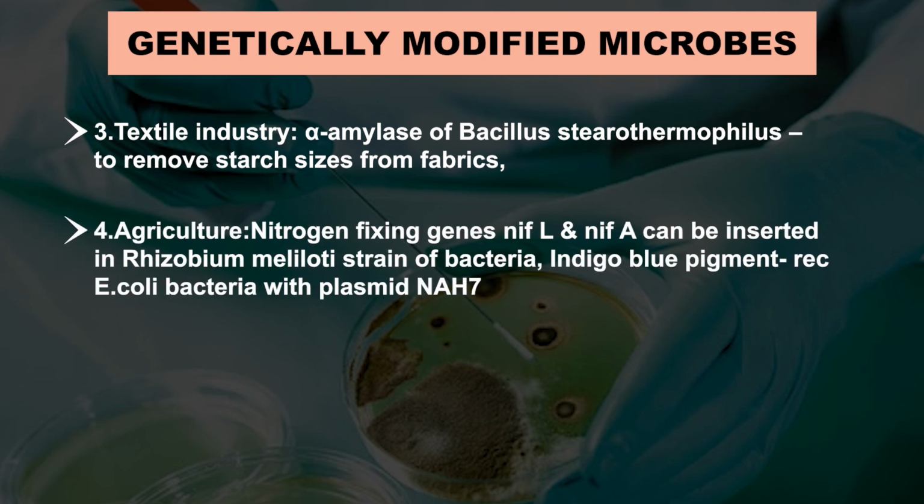Next one is use in the field of agriculture. Nitrogen fixing genes like nifL and nifA can be inserted in Rhizobium meliloti strain of the bacteria, thereby increasing the amount of nitrogen fixation by these bacteria. Indigo, a commercial blue pigment that is used to dye both cotton and wool, was originally isolated from the plant, whereas recombinant E. coli bacteria with plasmid pNAH7 is used for producing indigo by biotechnological method.